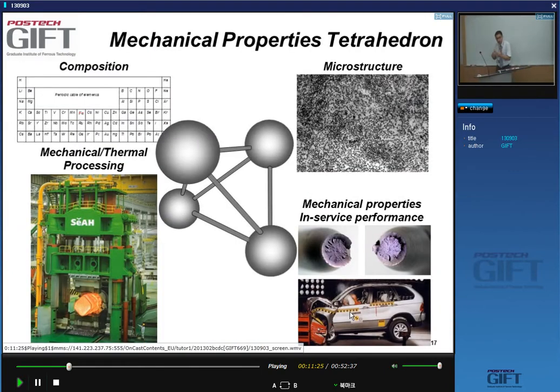Right, so how are these properties achieved? Well, they're achieved by the composition of the steel, by the mechanical and thermal processing that this material goes through, and the microstructure that is generated as a consequence of these two elements, composition and mechanical and thermal processing. This gives us mechanical properties as such, and also specific in-service mechanical properties. For instance, in the case of automotive structural parts made out of steel, high strain rate deformation properties.